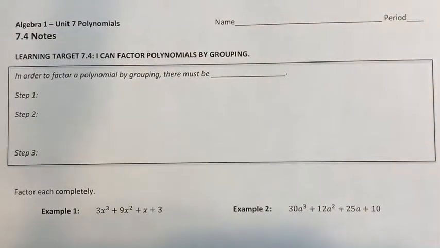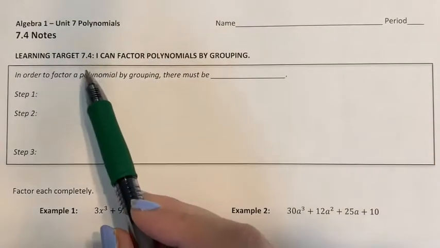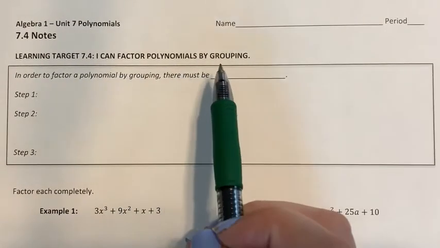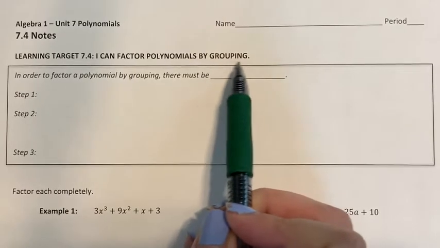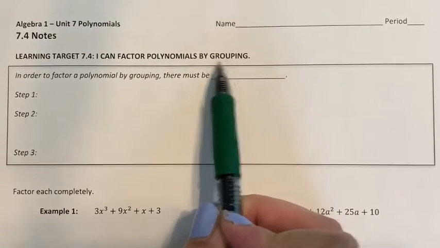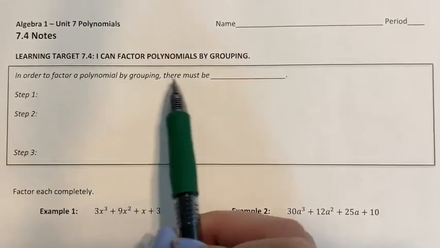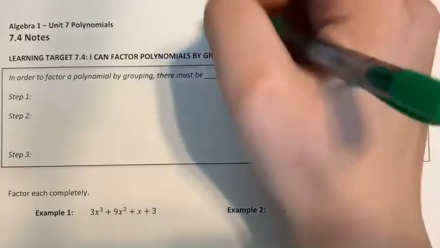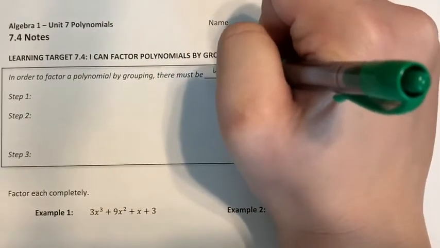Last week we worked on factoring out the greatest common factor, also known as the GCF, when we were working with polynomials. And this week we're going to continue to use the GCF in order to help us with learning target 7.4. I can factor polynomials by grouping. So grouping is a type of method that we will use in order to factor. And in order to do grouping, there has to be 4 terms. So if there are not 4 terms, you may not factor by grouping.